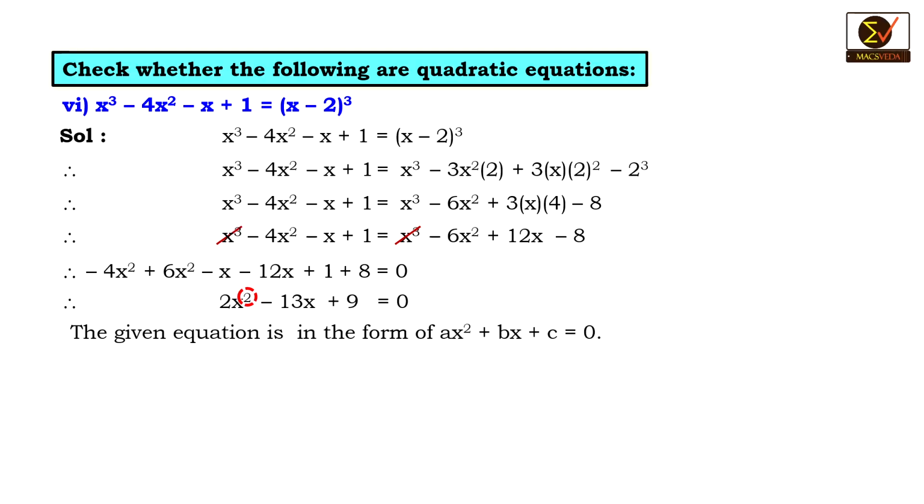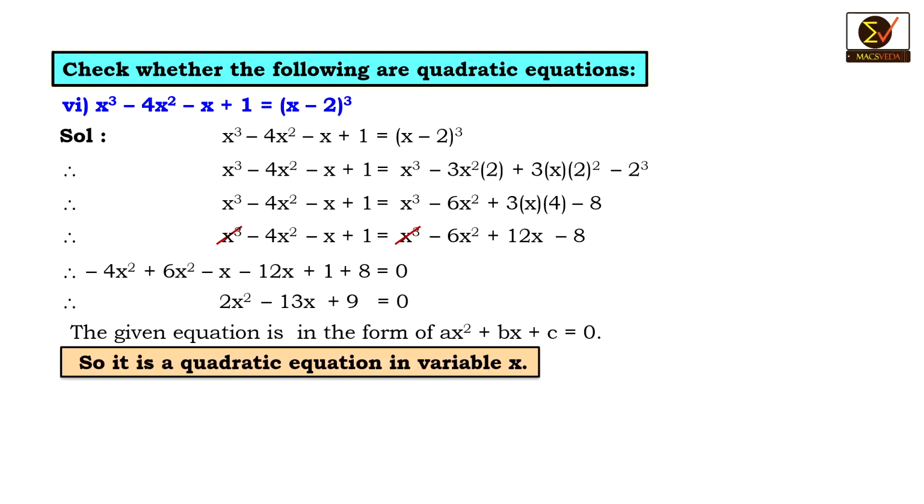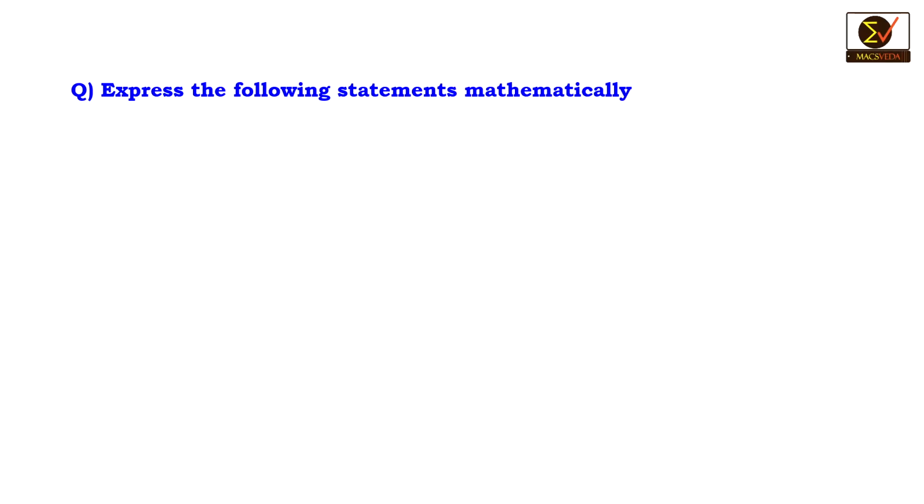And it is in the form of x square plus bx plus c is equal to 0. Therefore, it is a quadratic equation in the variable. Next problem. Express the following statements mathematically. Please note here we are not solving the problem. We are trying to express the statement mathematically.